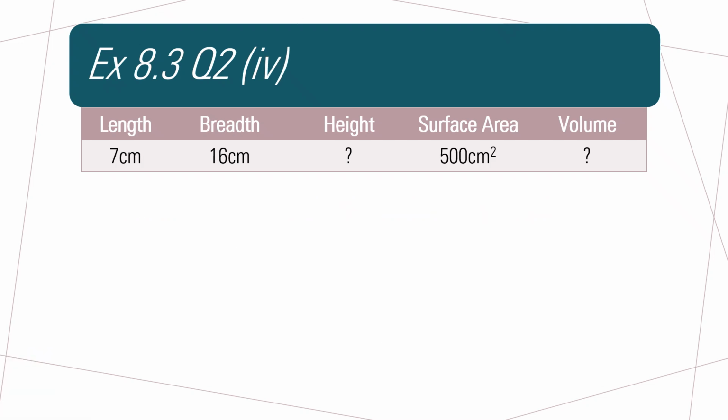Now exercise 8.3 question number 2 part 4. Part 3 was similar to part 2. So I am doing part 4 for you. Here the height of the cuboid is not given. Volume is not given, but surface area is given. So we will use the formula of surface area to find out the height. Watch this part very carefully.